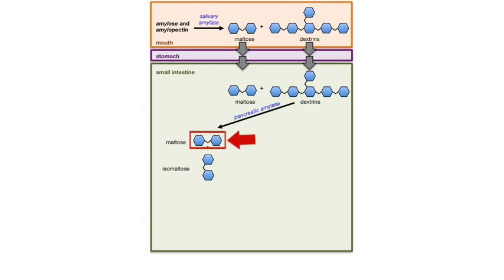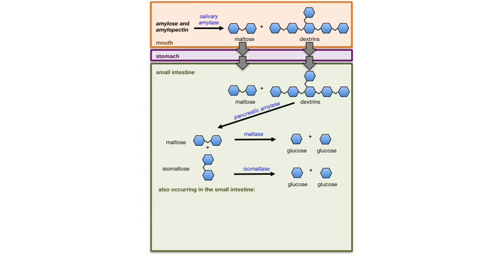Maltose is an alpha 1,4 glucose-glucose disaccharide. Isomaltose is an alpha 1,6 glucose-glucose disaccharide. The isomaltose comes from the alpha 1,6 branching points that were originally in amylopectin and remain in some of the dextrins. Maltase and isomaltase enzymes catalyze the hydrolysis of maltose and isomaltose, respectively, into glucose.